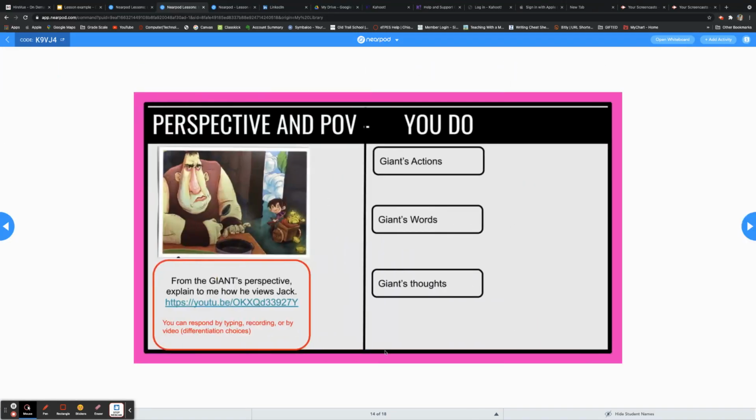Okay, so next then, the students know they can respond by typing, recording, or by video. So those are differentiation choices. So they would do this. Some of them could be working with me, while others may choose to work on their own in their own groups. I could say, okay, those of you that would like to work with Mrs. Dunning to finish this, you can work with me. And the rest of them can do this on their own. And again, I'll be able to see their work.